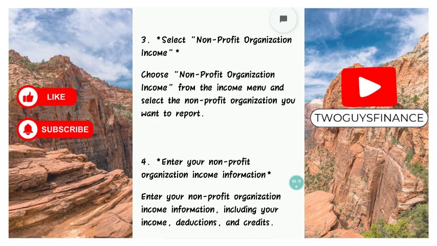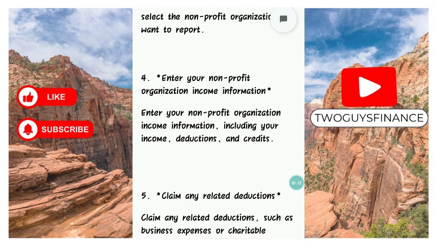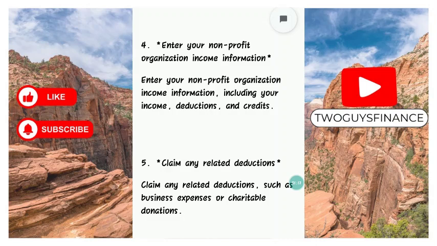Once that's done, you're going to enter your non-profit organization income information, including, of course, your income, your deductions, and your credits. From there on out, you can claim any related deductions, such as business expenses or charitable donations. Go ahead and claim those.